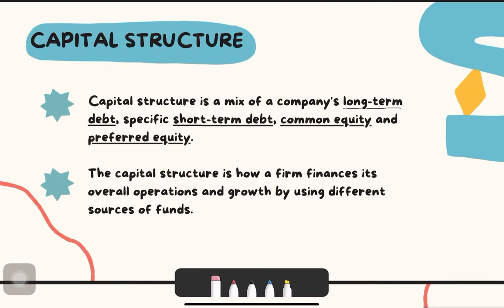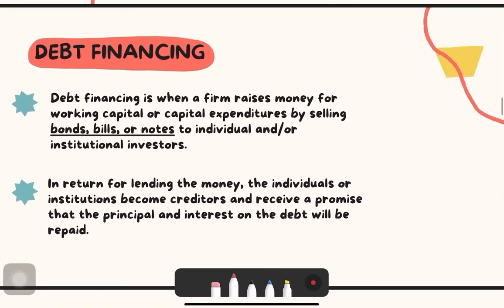Next is capital structure. What is capital structure? Capital structure is a mix of a company's long-term debt, specific short-term debt, common equity, and preferred equity. The capital structure is how a firm finances its overall operations and growth by using different sources of funds. Now let's have a look at debt financing.